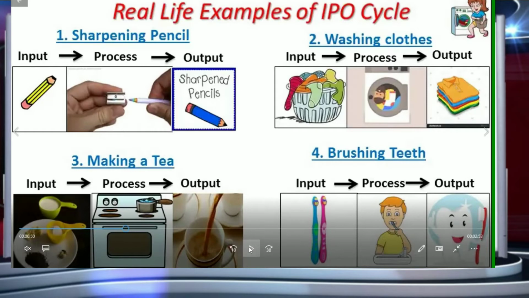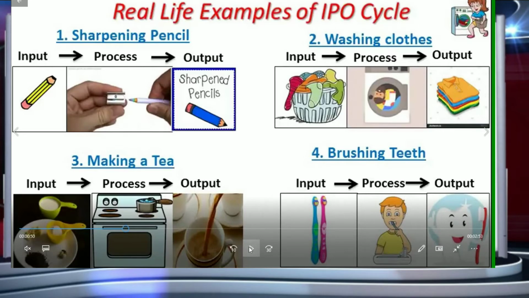Then we have the second example, washing clothes. So what do we need for that? Which machine? Washing machine. So what input is required by the washing machine? It is dirty clothes and the liquid that's used for washing. Then it goes into the machine and washing takes place. That washing of clothes is called the processing. Once washing is done, you get the output as clean clothes.